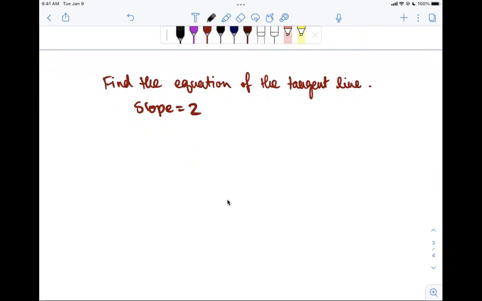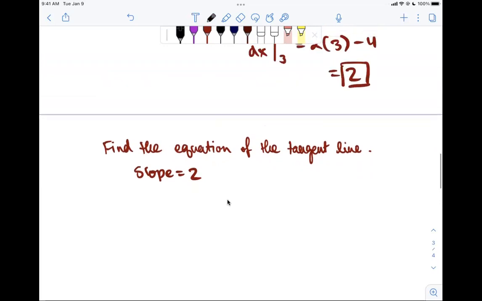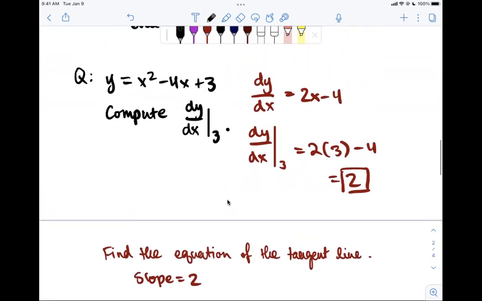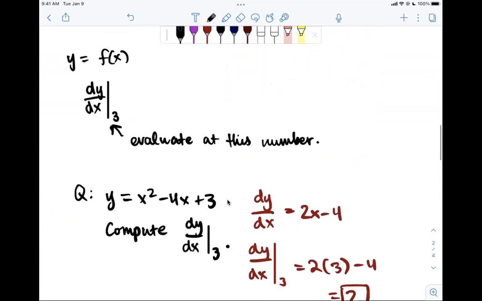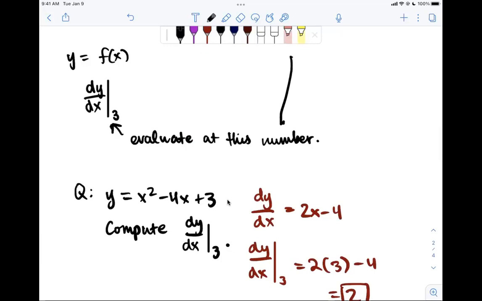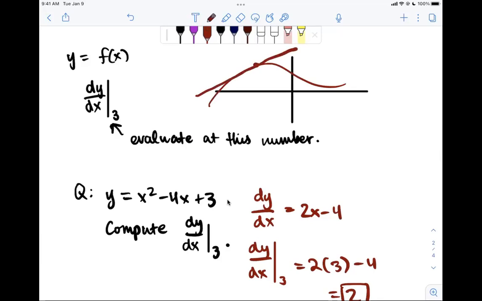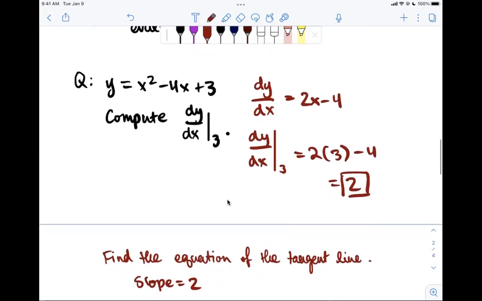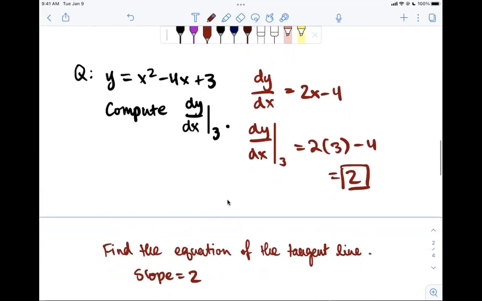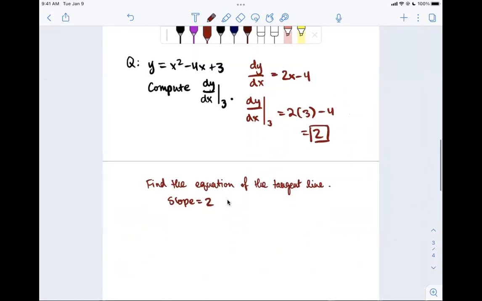All right, so the point on the line is going to be the point at 3, because the tangent line, whenever we have some graph and we have some point on it, the tangent line will always pass through that point. So if we're looking at 3, then the point where x equals 3 on this graph will be on this line. So all we have to do is plug that in.